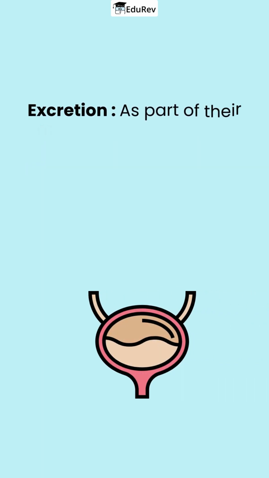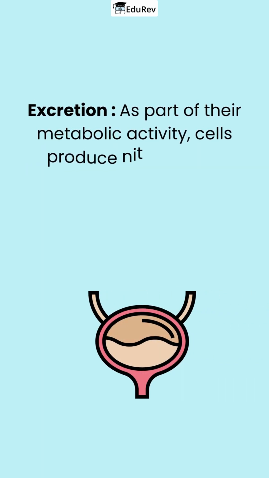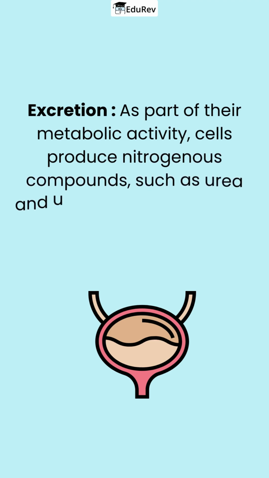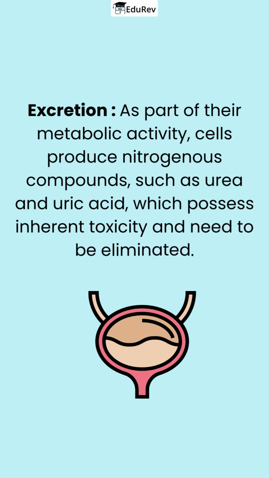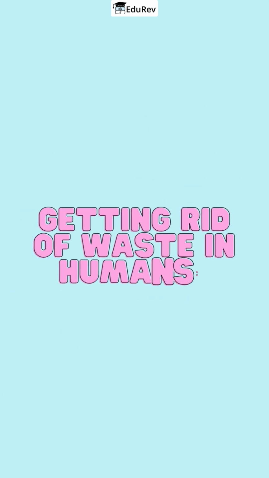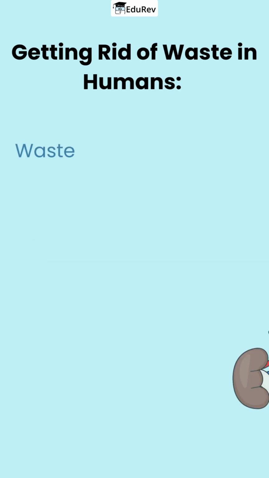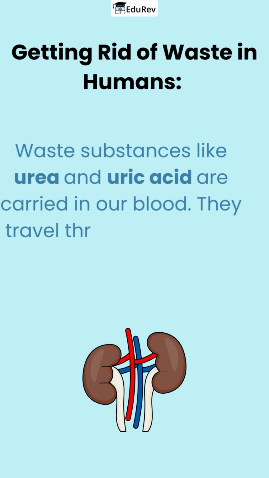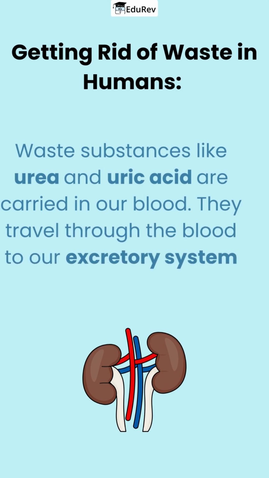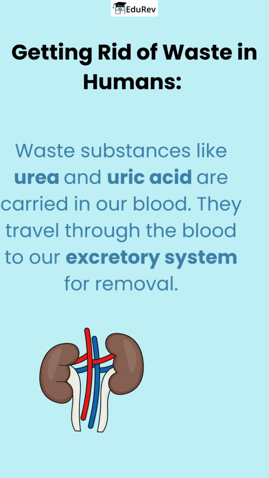Excretion. As part of their metabolic activity, cells produce nitrogenous compounds, such as urea and uric acid, which pose inherent toxicity and need to be eliminated. Getting rid of waste in humans. Waste substances like urea and uric acid are carried in our blood. They travel through the blood to our excretory system for removal.